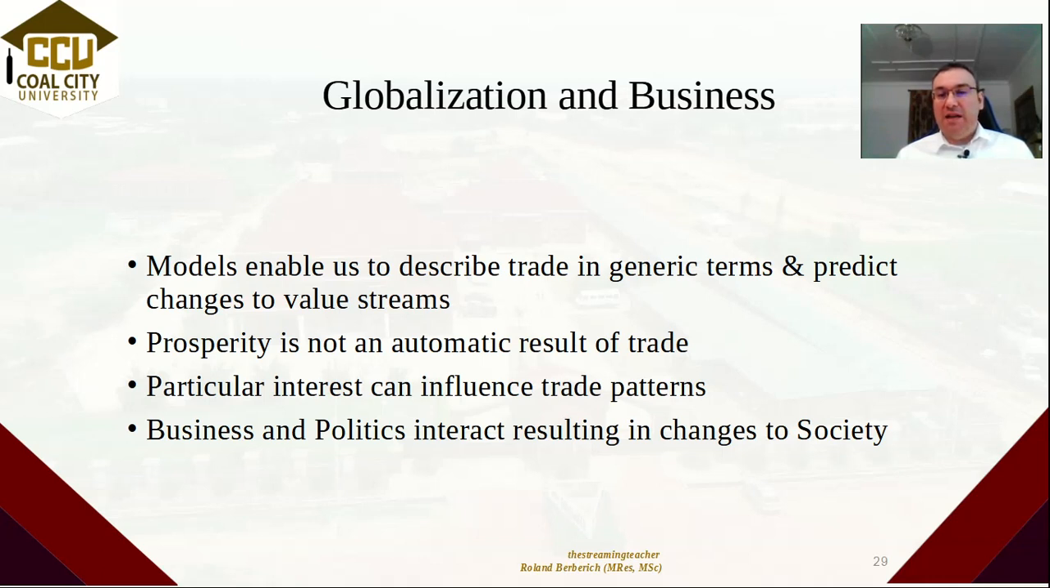Particular interests can influence trade patterns. That means that certain industries that are very powerful, for example the car industry in Germany, can influence politics, then receive beneficial treatment, and thus influence trade patterns. And where business and politics interact, the results of these interactions lead to changes in societies domestically and abroad.